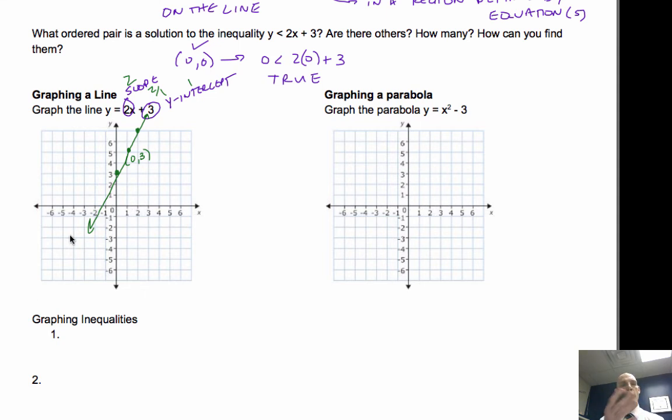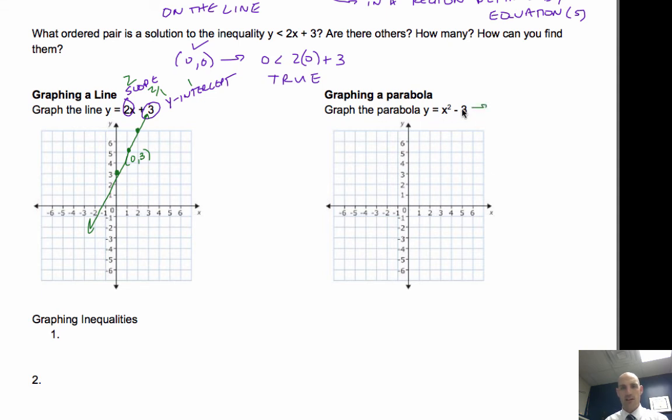Okay. So what would happen? Well, now, if this was an inequality, I'd test in a region. So I'd test something over here, or I'd test something down here, and whichever satisfies, that's the side that's shaded. Graphing a line is just the first step in solving these inequalities.